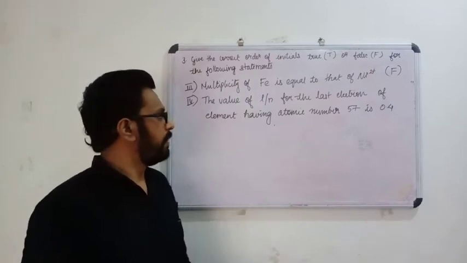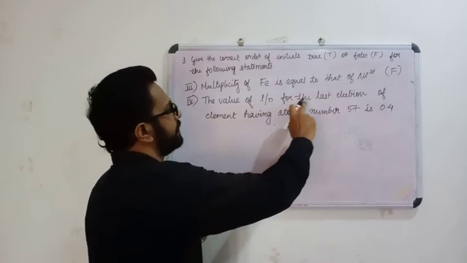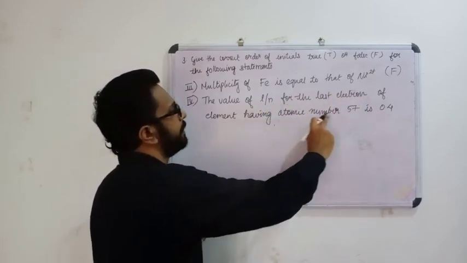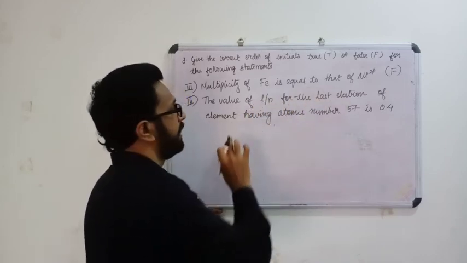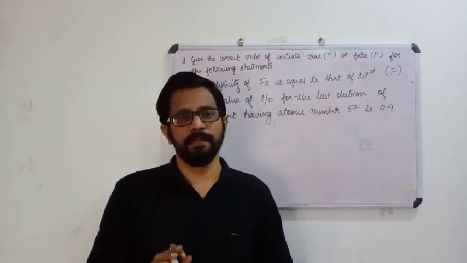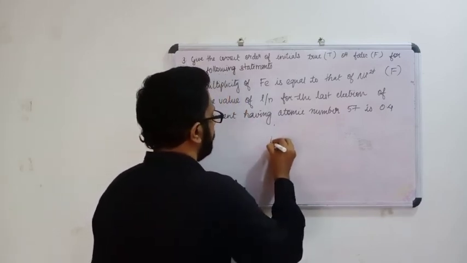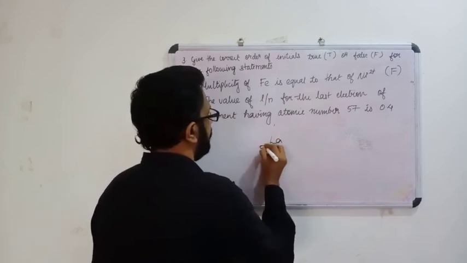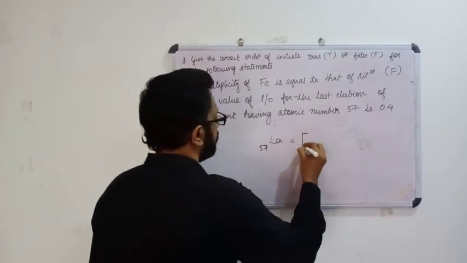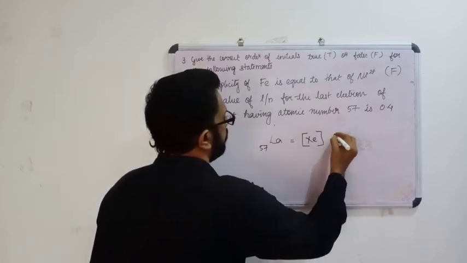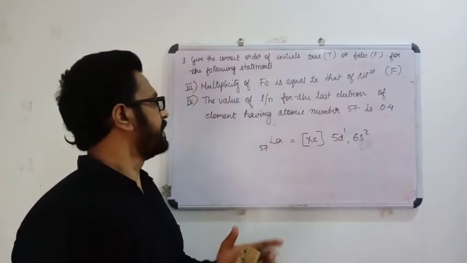Okay. Now we'll discuss the last statement: the value of l by n for the last electron of the element having atomic number 57. The element with atomic number 57 is lanthanum. If you are going for the configuration, 5d1 6s2. So this is the configuration of lanthanum.